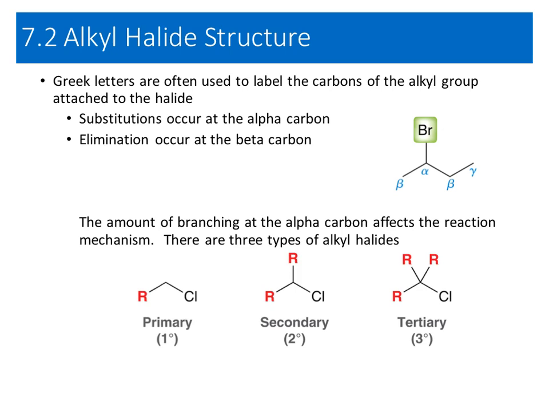Also, alkyl halides can be classified as primary, secondary, and tertiary. So if we have one alkyl group connected to the alpha carbon, we call that primary alkyl halide. If we have two alkyl groups connected to the alpha carbon, we have secondary alkyl halides. And if we have three alkyl groups connected to the alpha carbon, we call that tertiary alkyl halides.